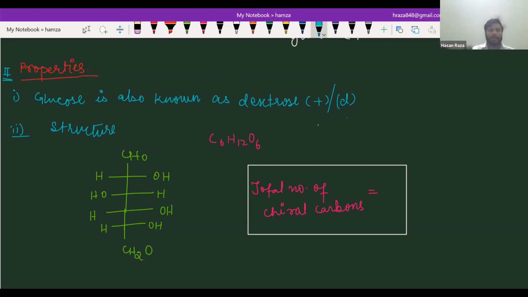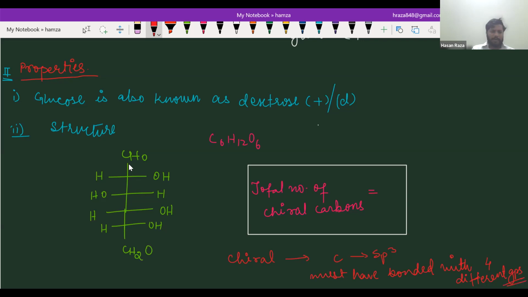Nafisa, do you know how to calculate chiral carbon? See how we are going to find chirality. First of all, chiral carbon: the carbon must be sp3 hybridized, that means four single bonds, and it must be connected or bonded with four different groups, four different atoms, elements, or you can call it groups.